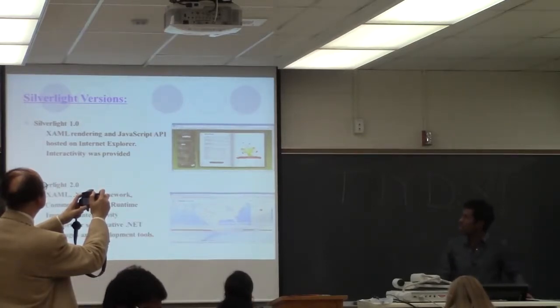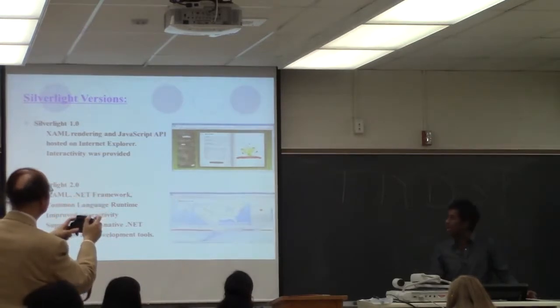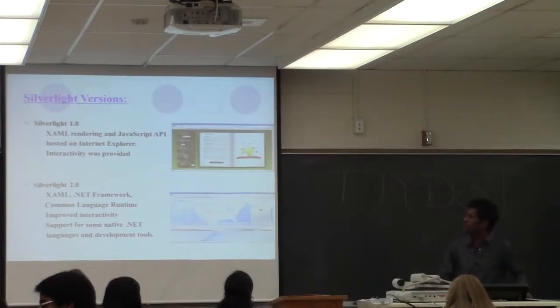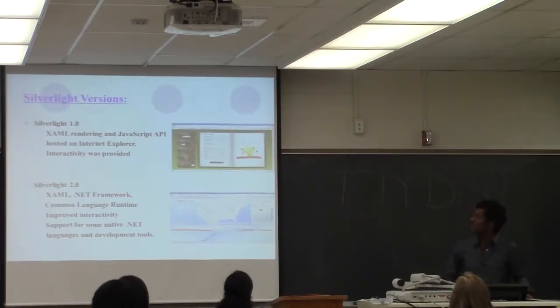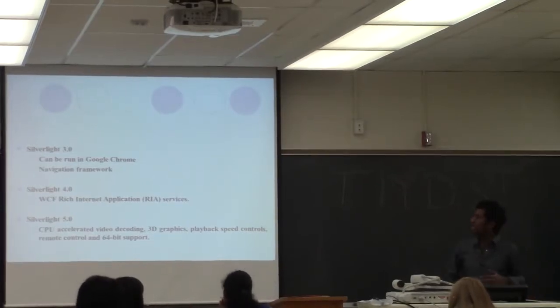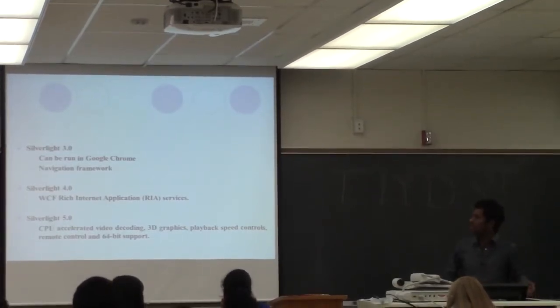And Silverlight 2.0: in this, the XAML, .NET framework and the common language runtime are provided. The interactivity was improved compared with Silverlight 1.0, and the 2.0 version supports some .NET languages and development tools. And the third one is the Silverlight 3.0 version. The previous two versions cannot run on Google Chrome, but the third version can run on Google Chrome, and they provided the navigation framework. And the next version is Silverlight 4.0.